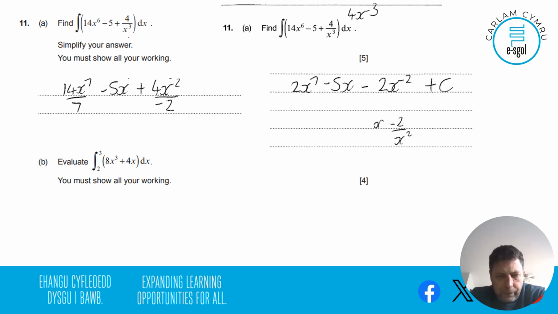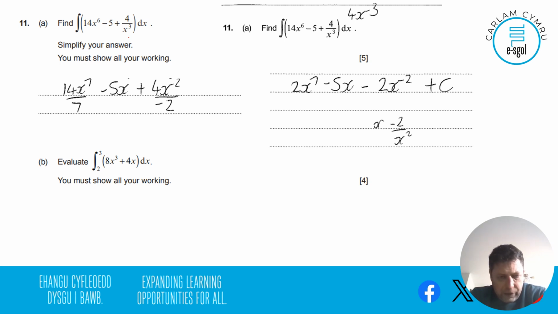So 14 divided by 7 is 2, minus 5x, can't do anything about it. 4 divided by minus 2 is minus 2x minus 2. Don't forget the plus c. This term, the third term, I could have written as minus 2 over x squared. They're both acceptable. It's not the maths that's difficult, it's just that bit of care with reading the question to simplify.